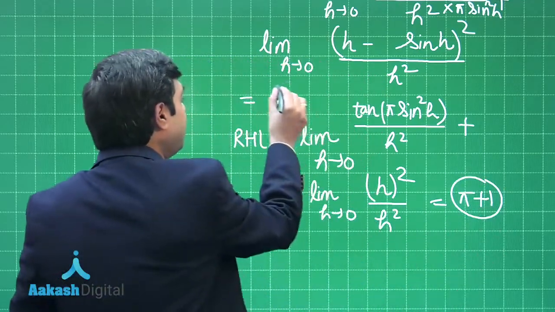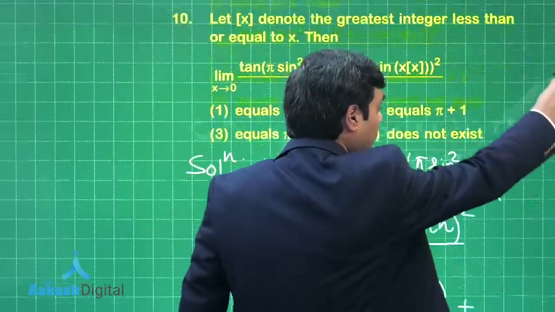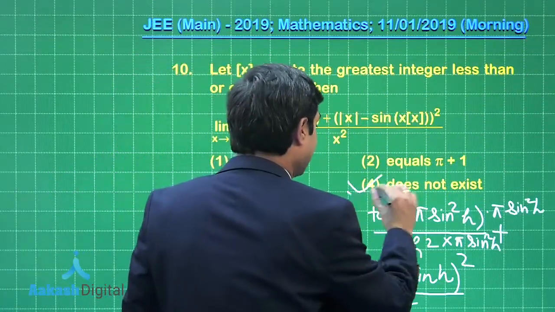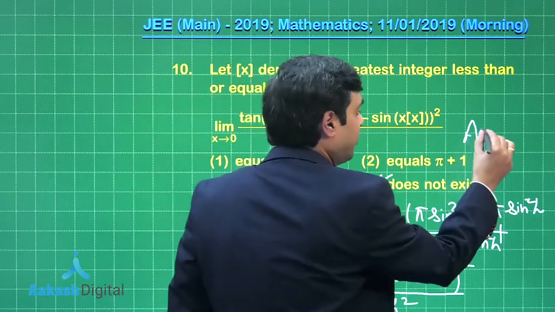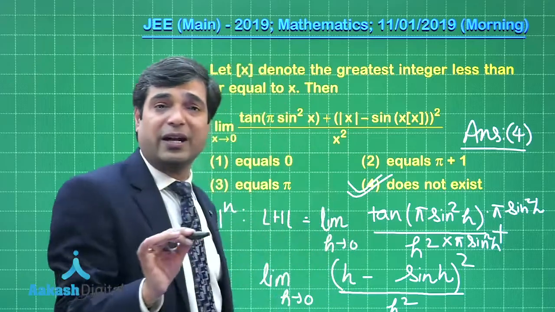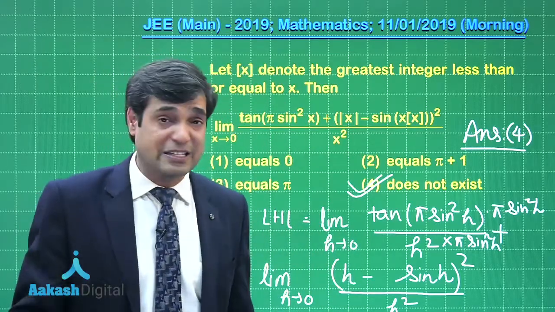You can see pi plus 1 and pi, these two are not equal. So, the limit of the function does not exist. In this case the correct answer is option number 4. So, as we observed that the left hand limit is not equal to the right hand limit, clearly the limit of the function does not exist.